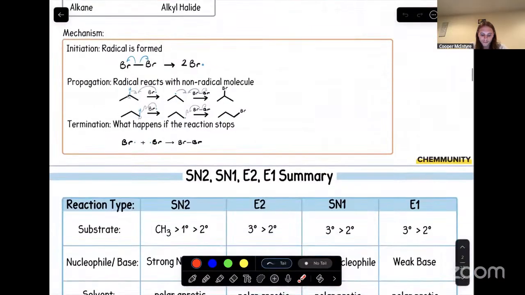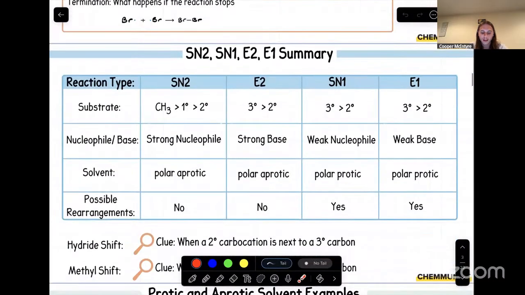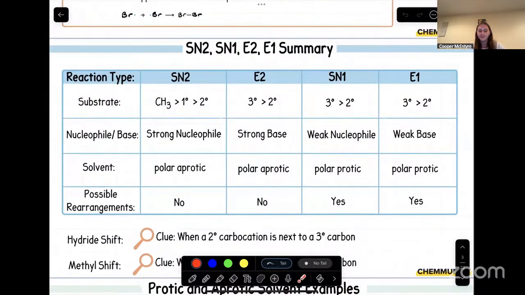Now, in terms of SN2, SN1, E2, and E1, I know you probably just sighed at those reactions as I read them aloud, but we'll take a second just to review some of the very important things from these reactions that we do need to keep in mind. Now, the first thing we'll go over is SN2 reactions.